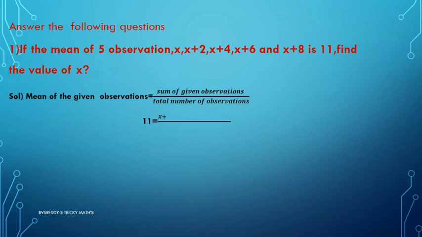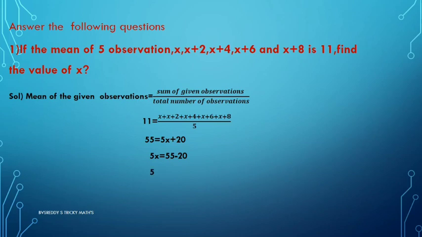And the sum of the given observations is x plus 2 plus x plus 4 plus x plus 6 and x plus 8. In the place of number of observations I write 5. Cross multiplication, 11 into 5 is 55. How many x are there? 5x. So on adding, 5x plus 20.